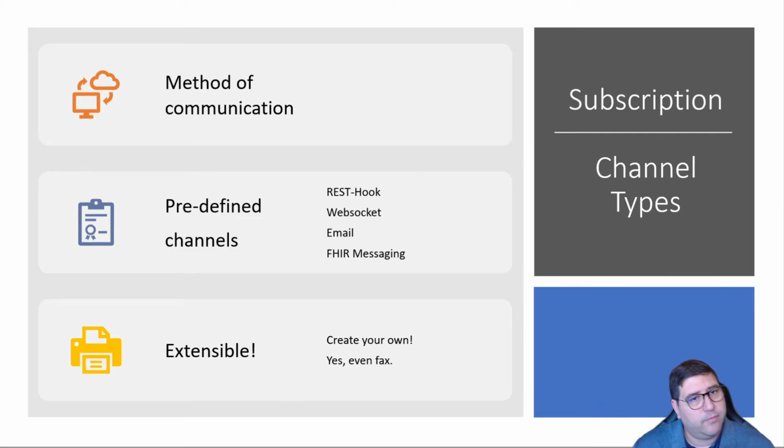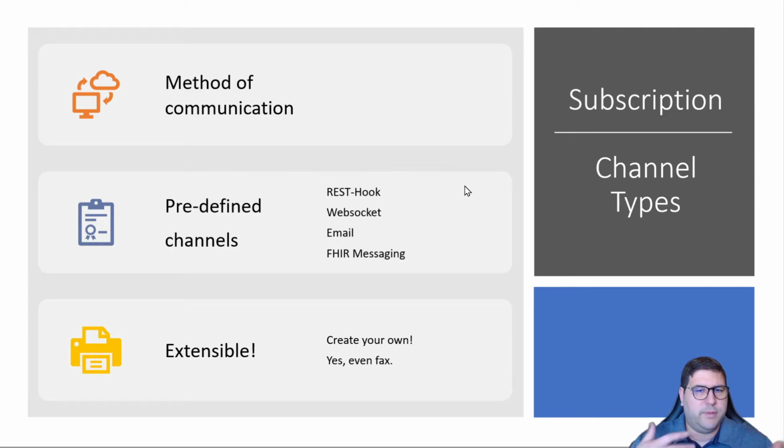So channel types. As I mentioned, it's just a method of communication. All we're going to do is say this is how the server is going to tell the client that something has happened. We do have a set of predefined channels. These are the 80% rule that FHIR tries to use. These should cover at least 80% of the implementation needs. So we have the REST hook, we have the WebSockets, we have emails.